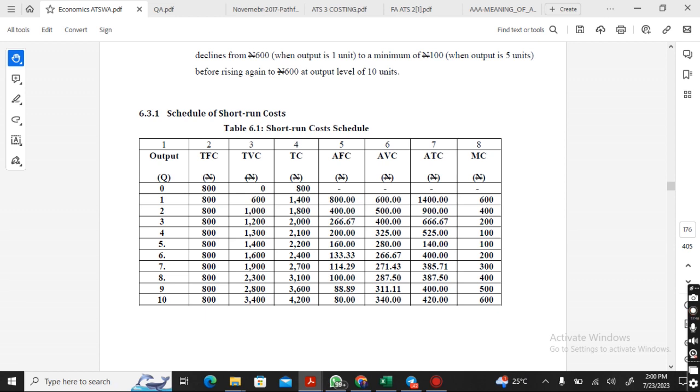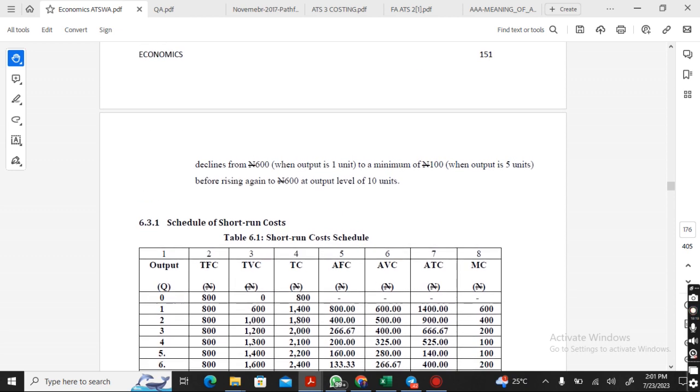So how about average total cost? Total cost divided by quantity, you have this. Right. So marginal cost is what? Change in total cost, that is 600 minus 0, divided by change in quantity, 1 minus 0, that's 1. So the change here is just 1, 1, 1, 1. So anything you have here is just 600. Are you with me now?